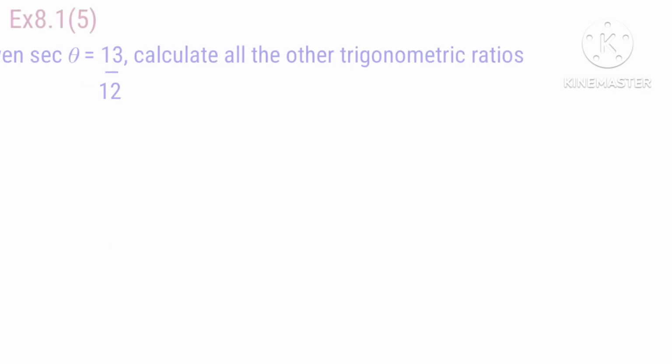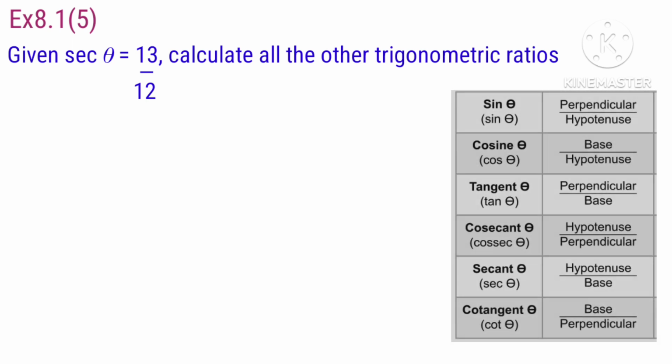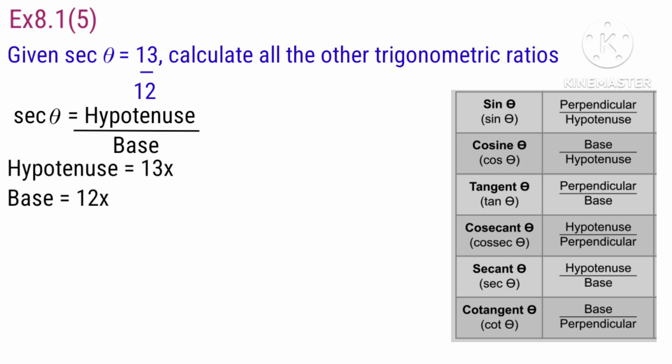Okay, our next sum is: given secant theta is equal to 13 divided by 12, calculate all other trigonometric ratios. Here they have given secant theta and we have to find the rest of the trigonometric ratios. Before that we have to write all the formulas. I have given it in the picture, just take a glance. Here secant theta is hypotenuse divided by base, that's the formula. So the numerator is hypotenuse and the denominator is base. So here hypotenuse is equal to 13x and base is equal to 12x.